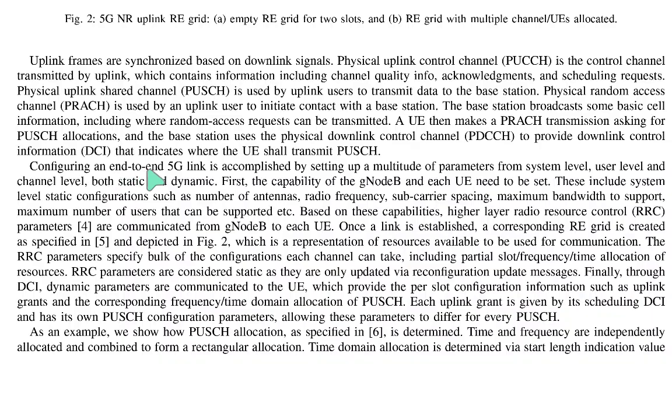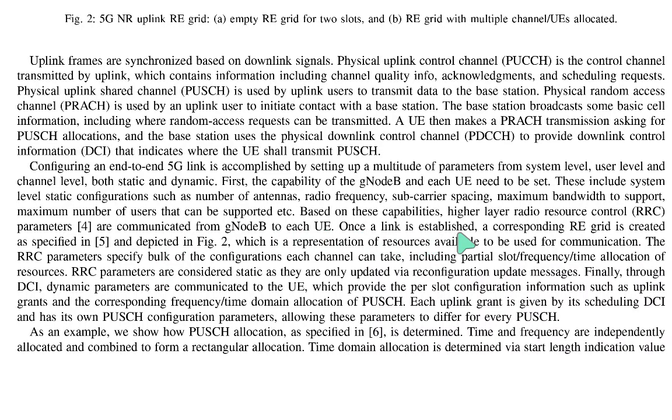So configuring an end-to-end 5G link is accomplished by setting multiple parameters from the system level, user level, and channel level, both static and dynamic. First, the capability of the gNodeB and each UE need to be set. These include the system level static configurations such as the number of antennas, radio frequencies, subcarrier spacing, maximum bandwidth support, the maximum number of users that can be supported, etc. Based on these capabilities, higher layer radio resource control (RRC) parameters are communicated from the gNodeB to each UE.